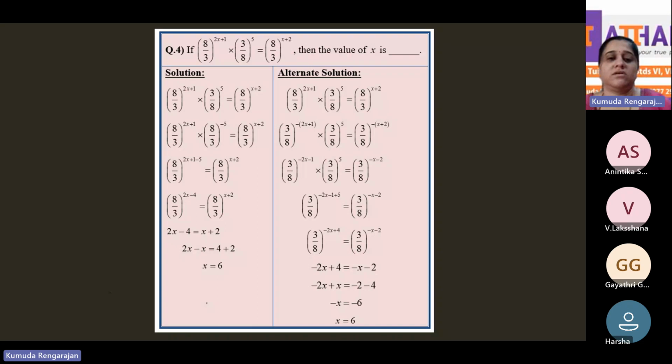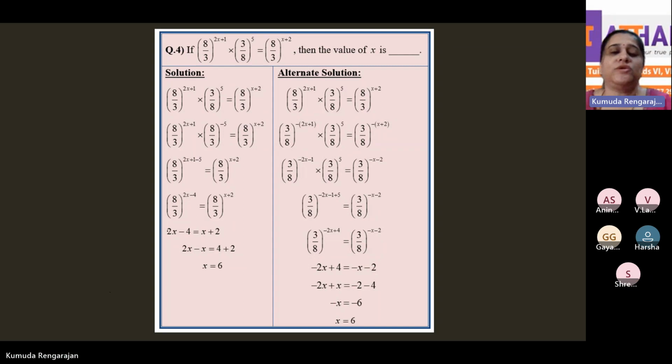Yeah, x is 6. Again, I've given you two different approaches to answer this question. So here, in the first one, you can see that I've changed the base to 8 by 3 everywhere. If it was 8 by 3, I retain it as 8 by 3. Where it is 3 by 8, I change it to 8 by 3 in the first approach.